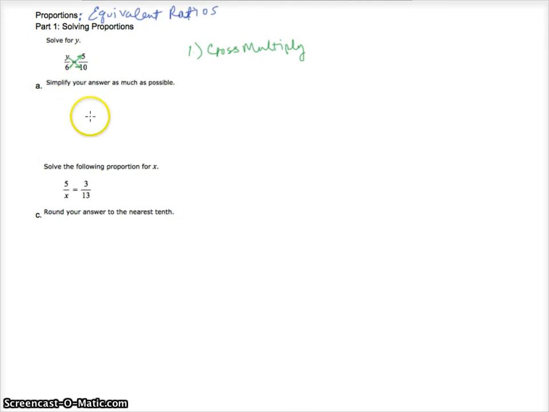So we end up with 6 times 5 equals 10 times y. 6 times 5 is 30. 10 times y is 10y. Now I've got an equation. In order to get y by itself, I need to solve the equation.